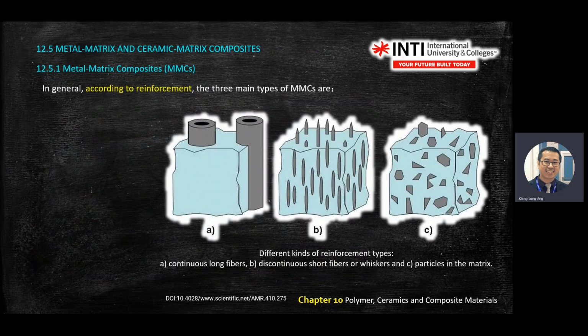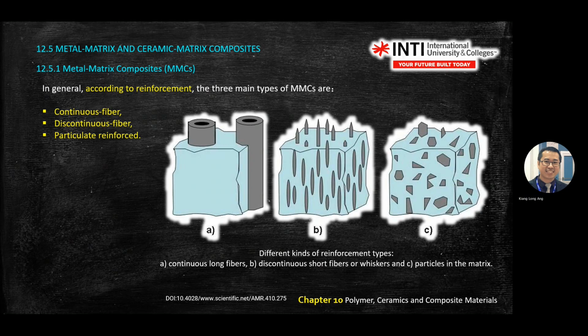Okay, important is the metal matrix composite. When you go out to work later, maybe you will see this one, where you combine metal inside the matrix, okay, for conductivity and so on. So you have continuous long fiber, something like this. You have discontinuous short fiber, and you have particles in the matrix. So there are different kinds of reinforcement. Okay, so these are the reinforcements for composites, whether you use fiber, discontinuous fiber, or particulate reinforced.